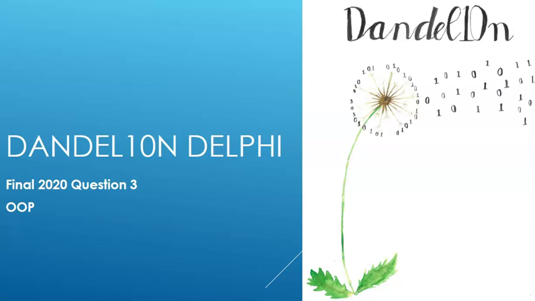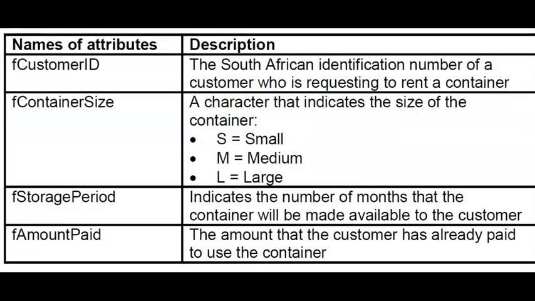We're going to have a look at the OOP question of the final of 2020. That would be question 3. When you have a look at question 3.1, just before the questions start, you will find a table that describes the attributes of the class, and you'll have the names of the attributes on the left and then the description on the right, which is what is provided in your class.